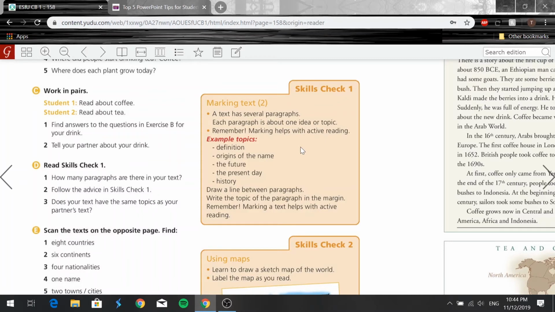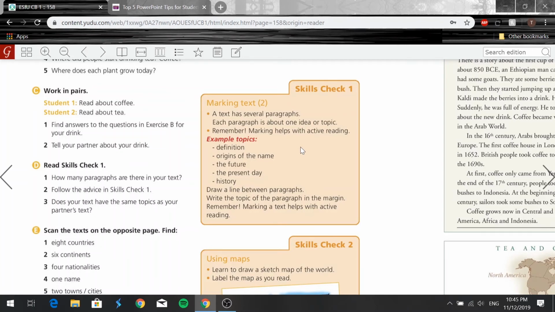Okay? You could draw a line between paragraphs, right? Or write the topic of the paragraph in the margin. But just remember that marking a text helps with active reading. It could help you when active reading. Okay? So now let's go to exercise D. How many paragraphs are there in your text? Okay. So again, remember that texts could be about definition, origins of name, history, and the present day.